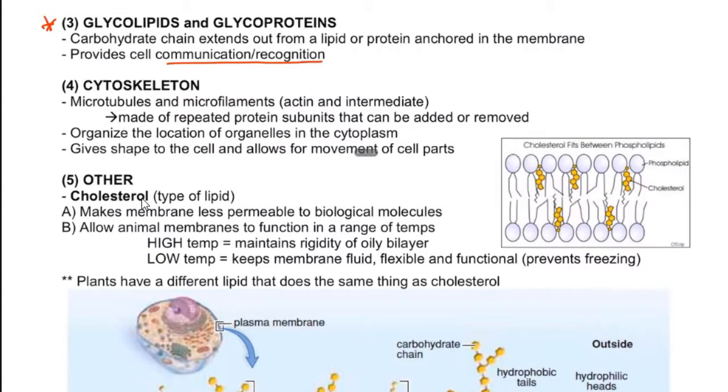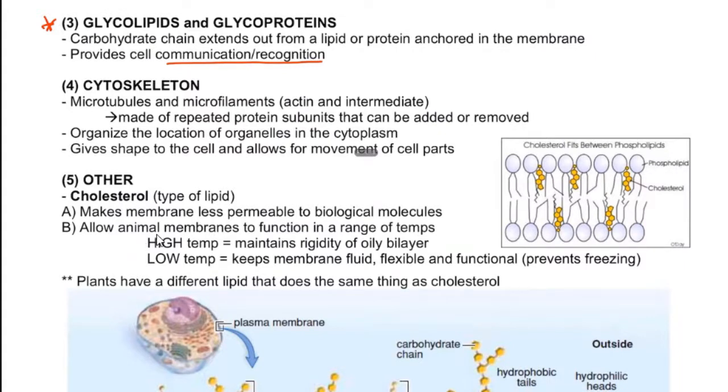Then we get cholesterol. Again, it's a type of fat. Cholesterol is built into the phospholipids, and it's going to have two very important things that it's going to do. Number one, it's going to make sure that the membrane doesn't just allow things to come through freely. So it makes it less permeable than it would be otherwise. We don't want things just floating in and out. We want some control over what comes in and out.